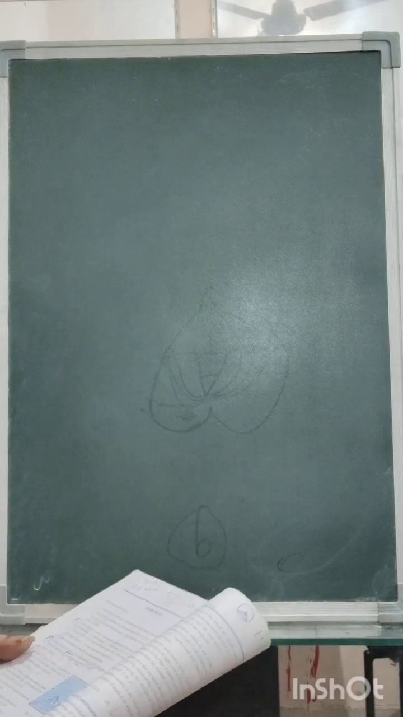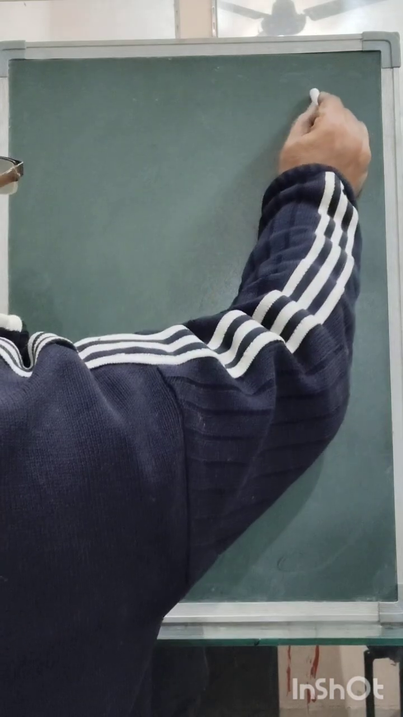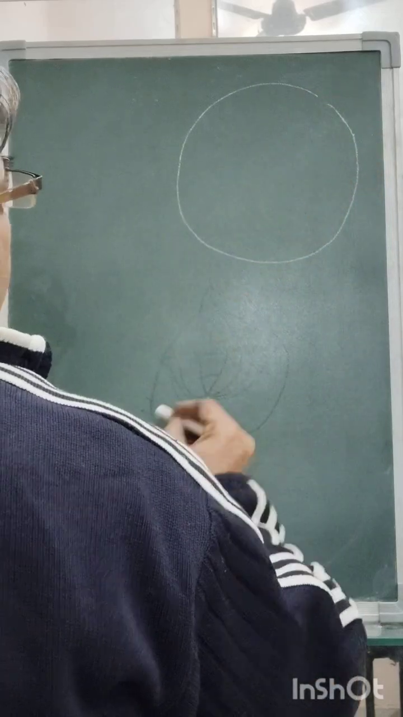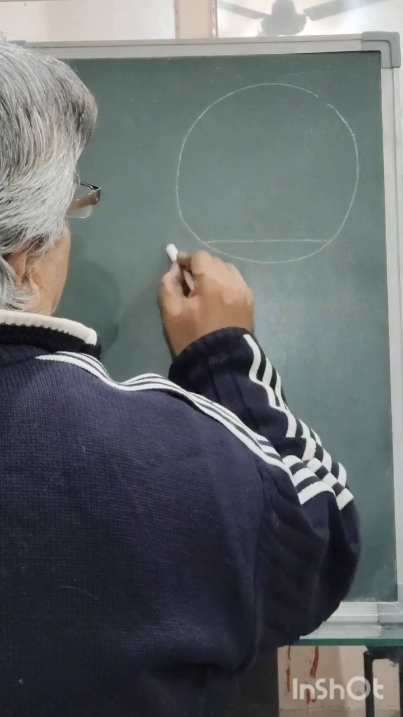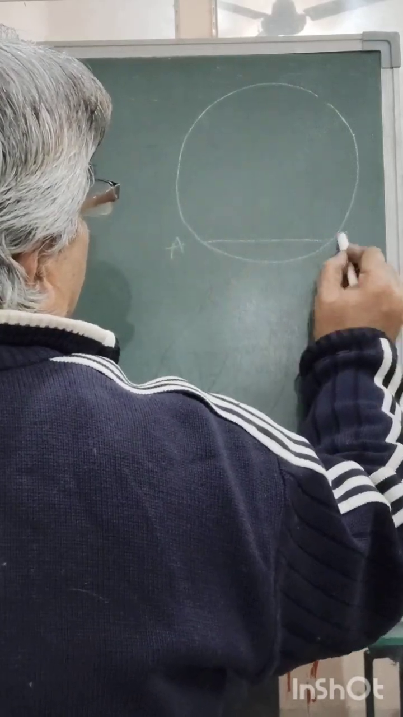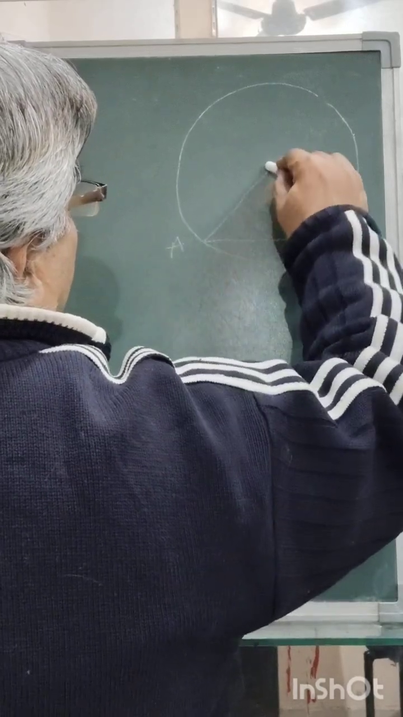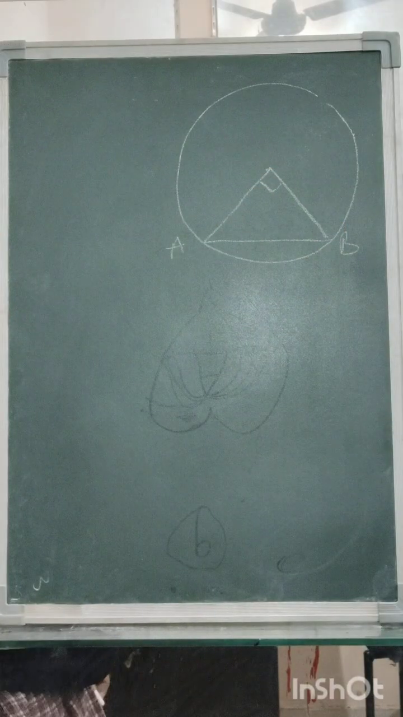A chord of a circle of radius 10 centimeter subtends a right angle at the center. We have a circle and there is a chord AB such that it subtends an angle of 90 degree at the center.